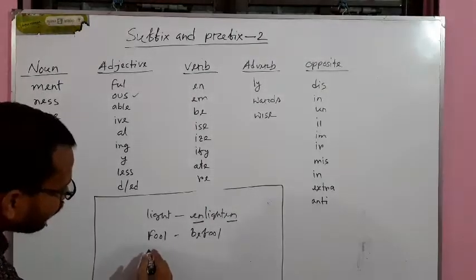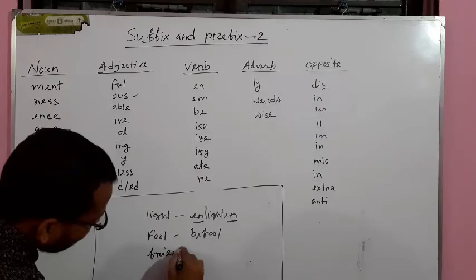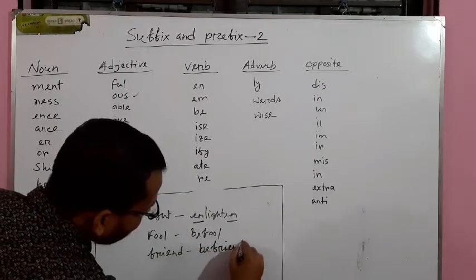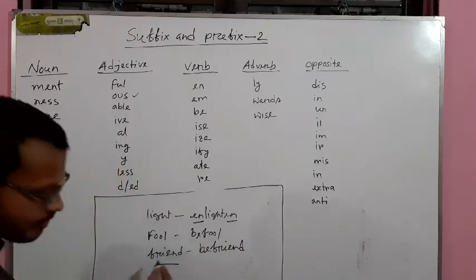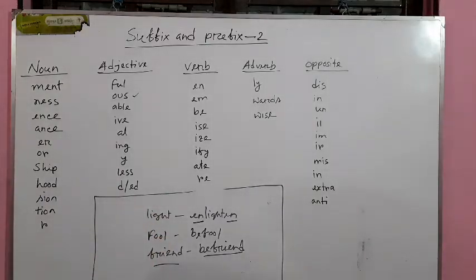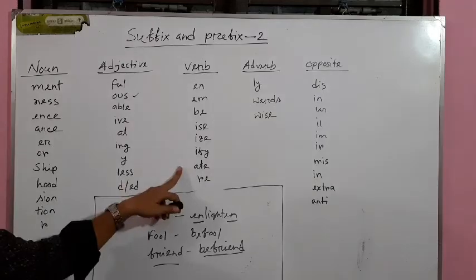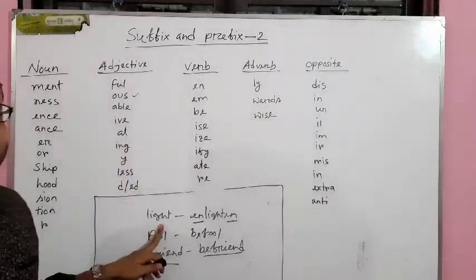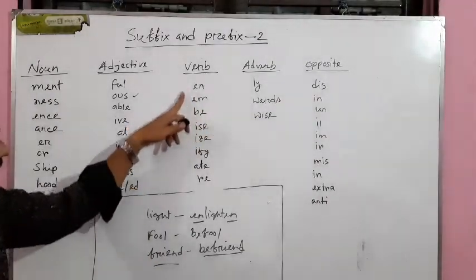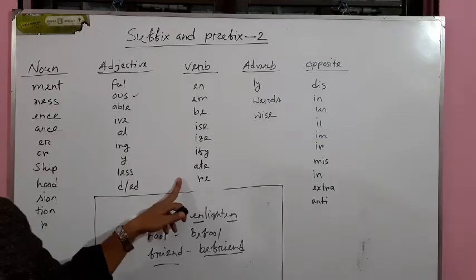In the following way, we can change friend to befriend, B-E-F-R-I-E-N-D. Friend is a noun and befriend is a verb. Befriend means to make someone your friend. These are actually the uses of these suffixes and prefixes. You can change an adjective, an adverb, a noun into a verb by adding these suffixes and prefixes. So you have to know the uses of suffixes and prefixes.